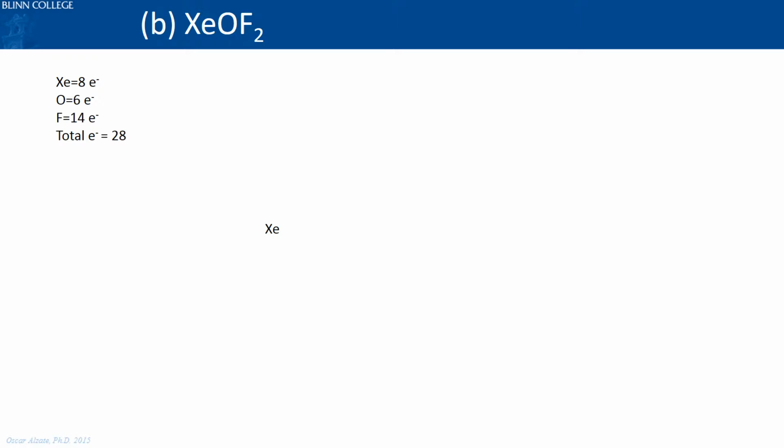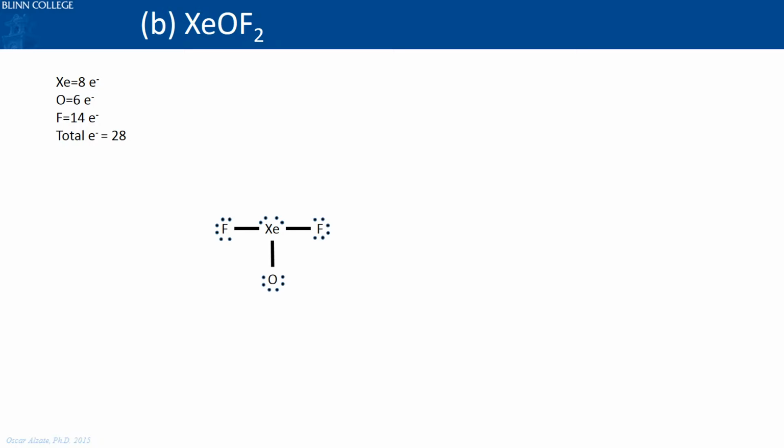In this molecule, xenon is going to be our central atom because it's the least electronegative since it's a noble gas. Now we will place our 2 fluorine atoms as well as our oxygen around the xenon. Now we will do as we did in the first example. We will connect the bonds to our central atom. Now we will place the remaining electrons around the central atom and our auxiliary atoms.